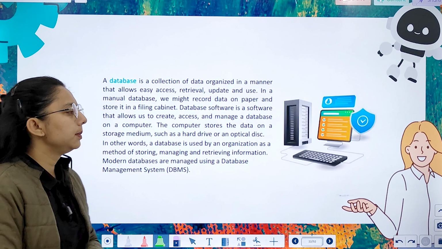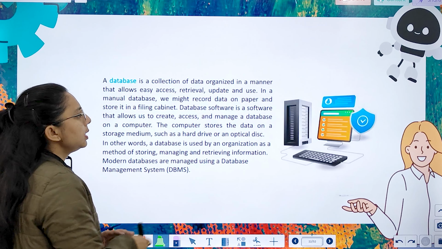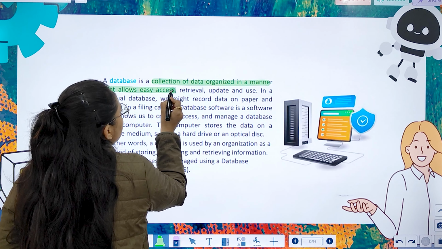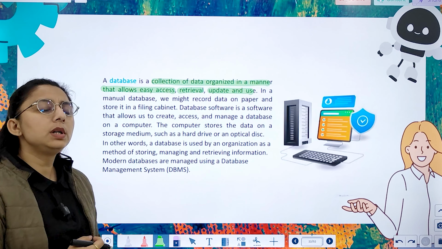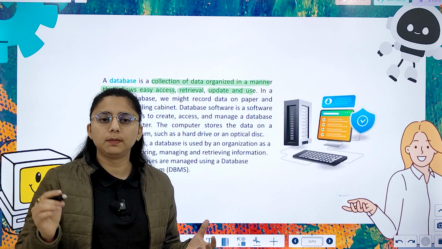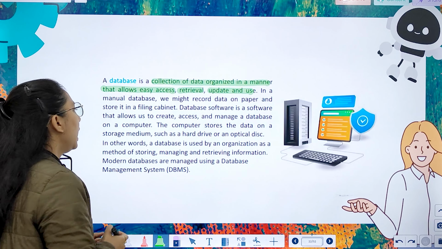So first is database. What is a database? It is a collection of data. We call it a collection of data organized in a manner that allows easy access, retrieval, update and yield. So in a manual database, we might record data on paper. Manually, we record the data with the help of our hands on paper and store it in a filing cabinet.